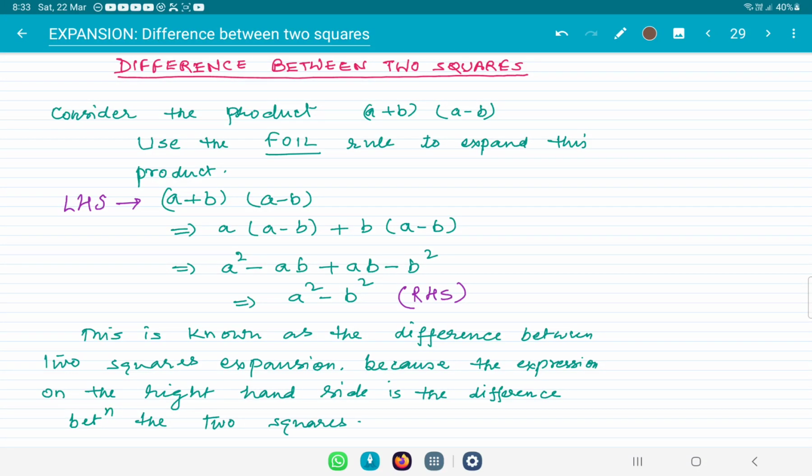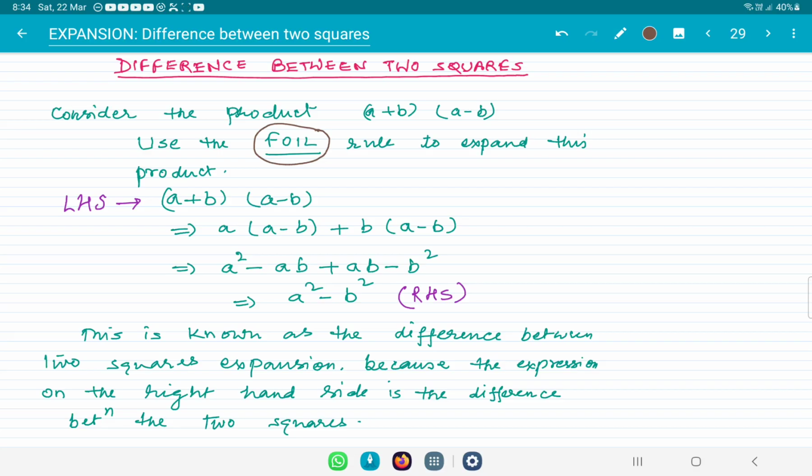Hello students, in this video I will explain expansion, and in expansion the subtopic is difference between two squares. So basically what we are doing is a square minus b square. How does it come? For this we are using the FOIL rule, which we have already discussed in earlier videos. We use this rule for determining the difference between two squares.